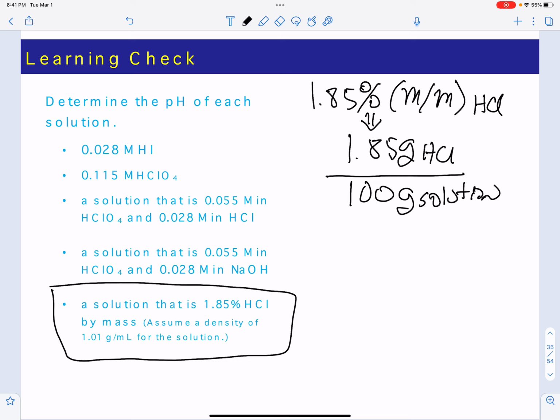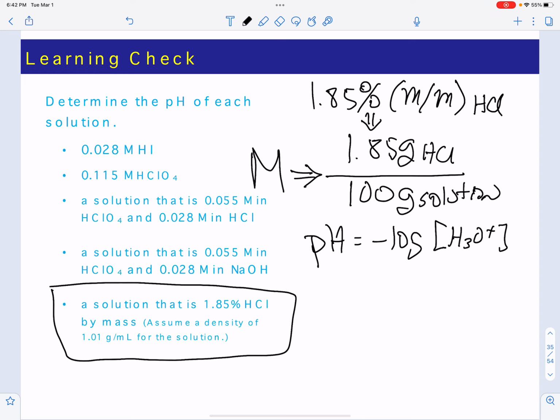So how do we find the pH of this? Well, we know that the pH is the minus log of the hydronium concentration, right? And we can immediately say, oh, this is hydrochloric acid. This is a strong acid. So whatever the molarity is, if we can find the molarity based on this information, then we know the hydronium because it's a strong acid. So how do we find molarity? Molarity is nothing more than moles of HCl, in this case, over the liters of the solution, right?